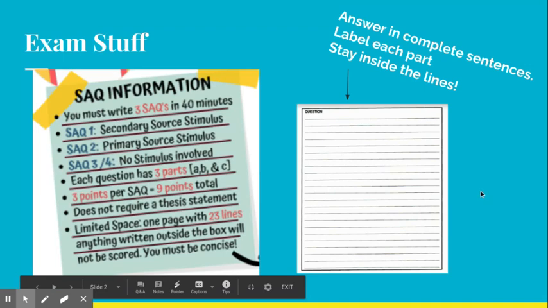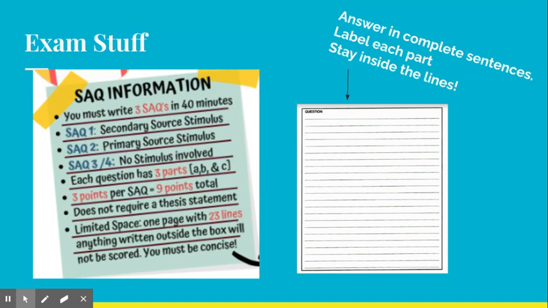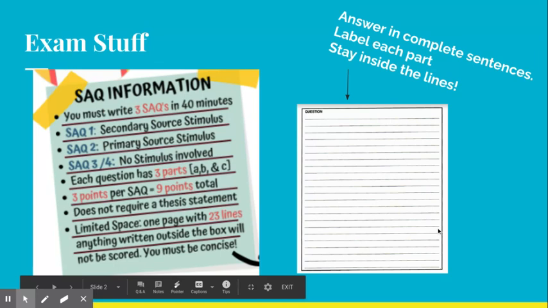So, looking at what an SAQ looks like when it comes to the exam, you're going to write 3 SAQs in 40 minutes. That's like 13-ish minutes for each one, okay? And you're going to be writing on this tiny little piece of paper that I have showed you here. You get one of these pieces of paper for each SAQ. You cannot write outside the lines. They will not grade anything outside of the line. So if you run out of room, you best be writing real tiny down here at the bottom, okay?